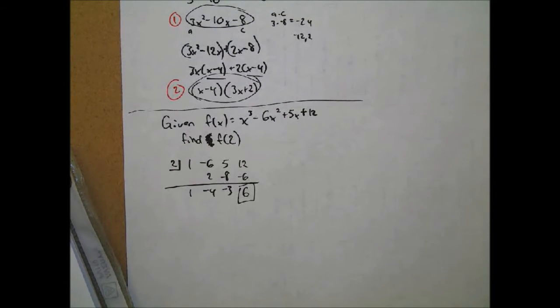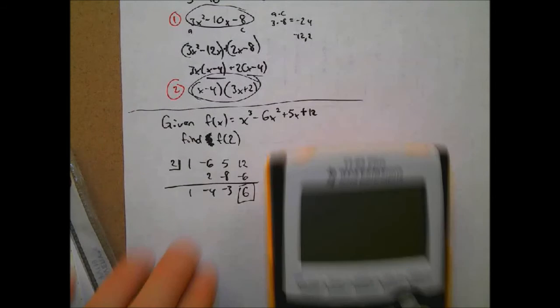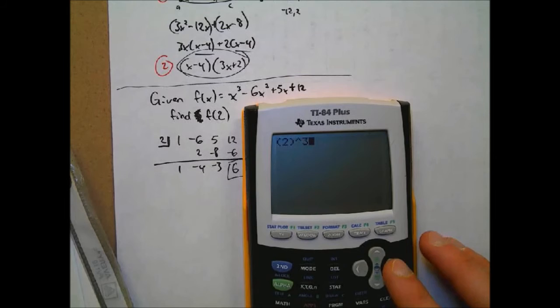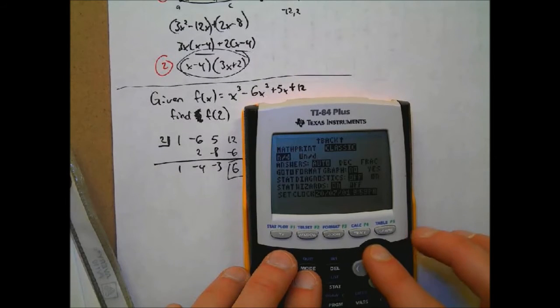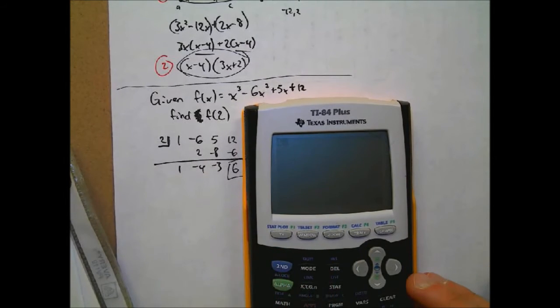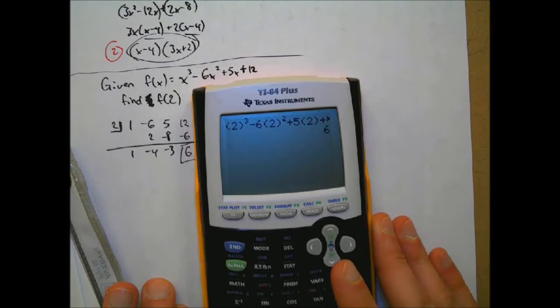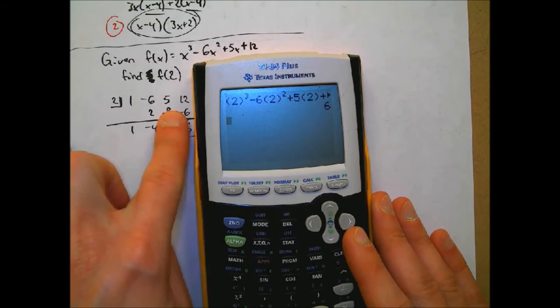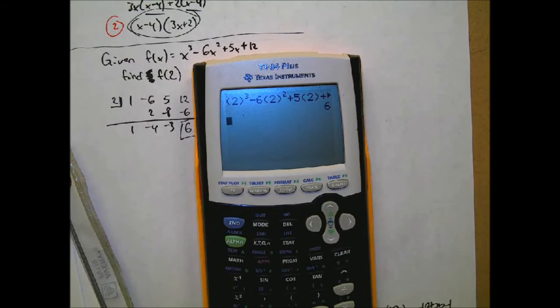I'll show you. Let's do what Teresa said there. Let's plug 2 in for x. So 2 to the third, I'll use parentheses, minus 6 times 2 squared plus 5 times 2 plus 12, which gives 6. So you can use synthetic division to maybe more quickly evaluate a polynomial if you wanted to.